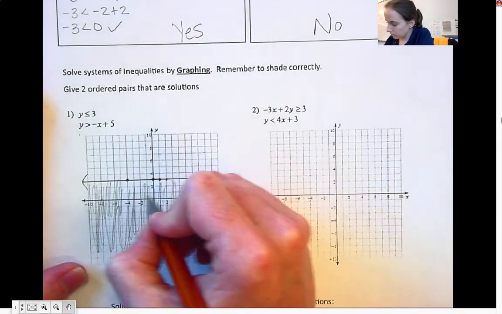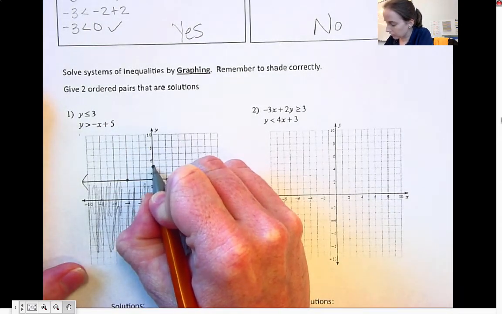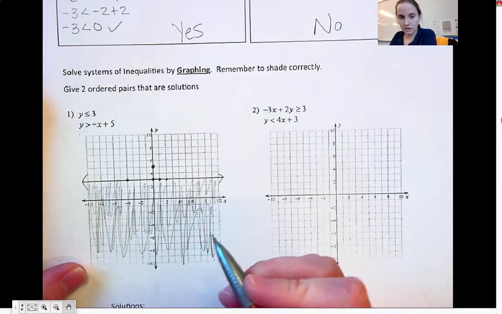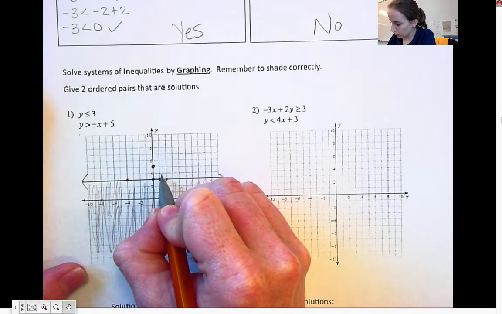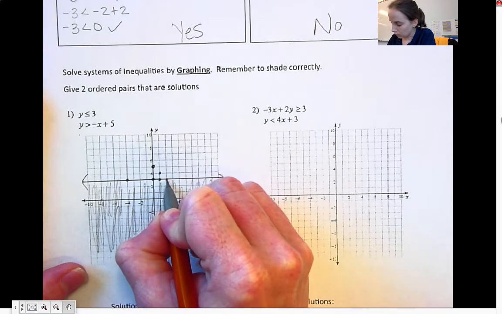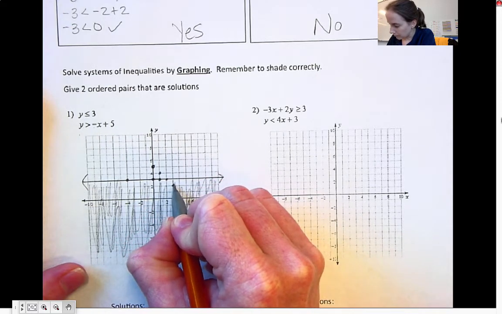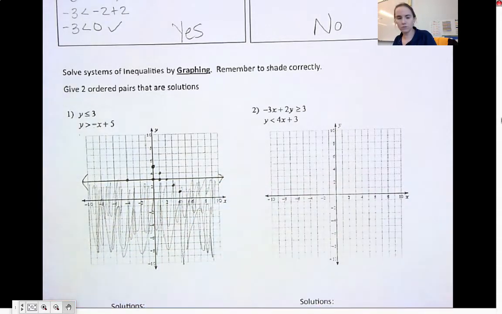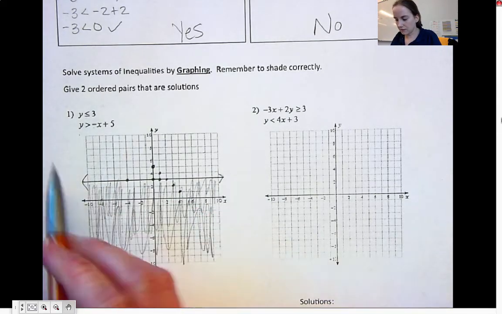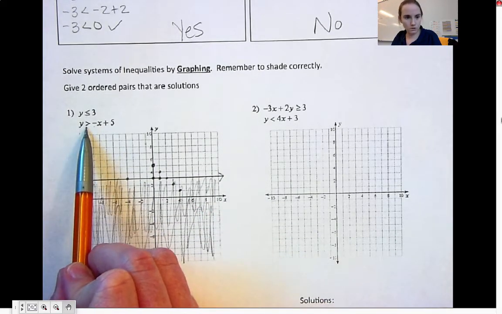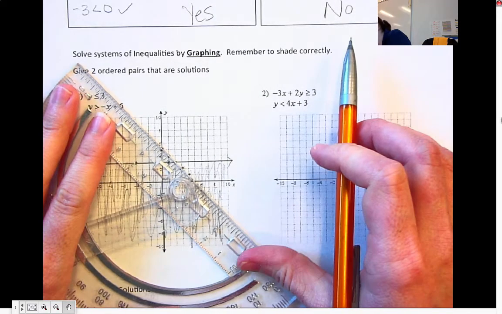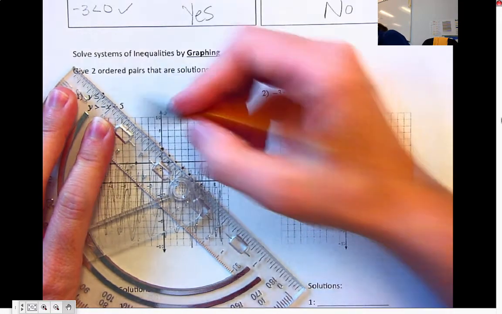So I'm going to go to 5. That's my y-intercept. And this is understood to be negative 1, so it's a negative slope. We go down 1 over 1, down 1 over 1, down 1 over 1. I don't really care about the intersection point. That's not really telling me much about this. Be careful when you draw this line because it says it's greater than, but there is no equal to. So we're going to draw a dotted line or dashed.